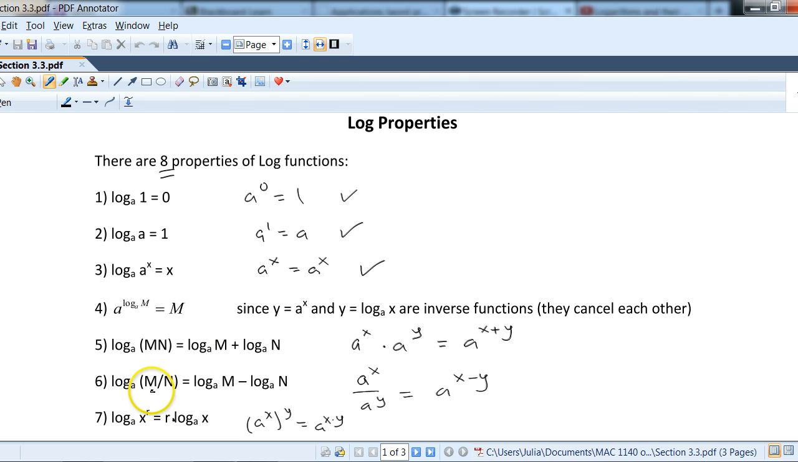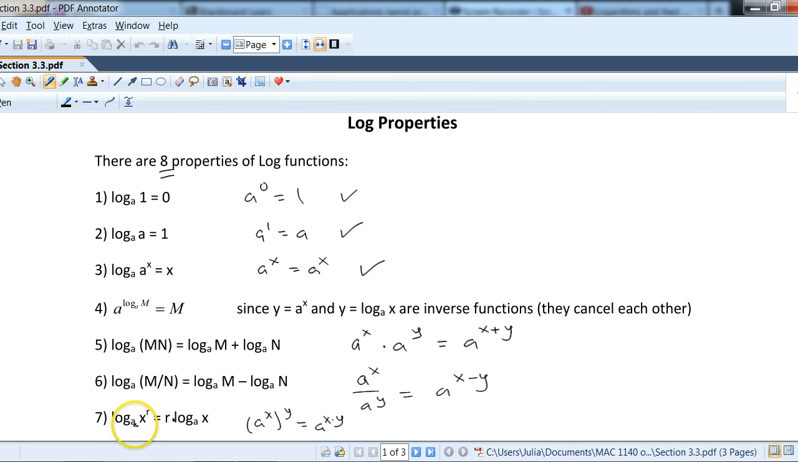Now the log base a of a quotient, m divided by n, is equal to log base a of m, the top, minus the log base a of n. So again, what was in the denominator also becomes negative, sort of like the exponent. Or you can also subtract the exponents if you're dividing. Now it does not work the other way around. You cannot break up the log of a sum or the log of a difference. The same thing, you cannot do it with exponents actually, like x plus y squared, you cannot just break that up.